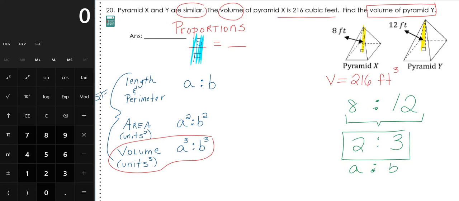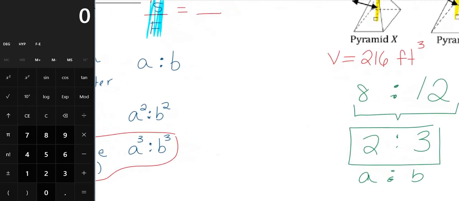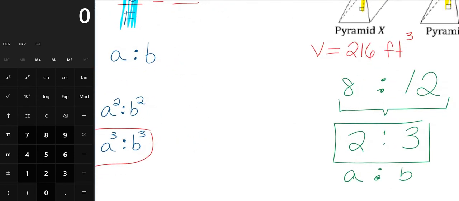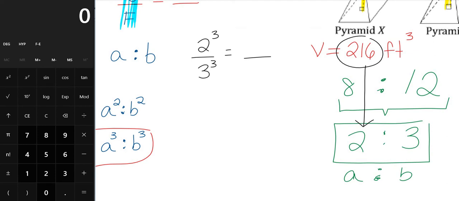So let's go ahead and set up our scale factor and our proportion by taking this 2 to 3 and cubing it. So setting up my proportion, I'm going to take the 2 and the 3 and I'm going to cube them because I'm going to be solving for volume. Now, my volumes that I have are for pyramid X but not for pyramid Y. Now pyramid X has 216, which goes along with the 2. So I need to make sure I keep things matching. So I'm going to put 216 on the right side, up top, so that's matching up with the 2 up top.